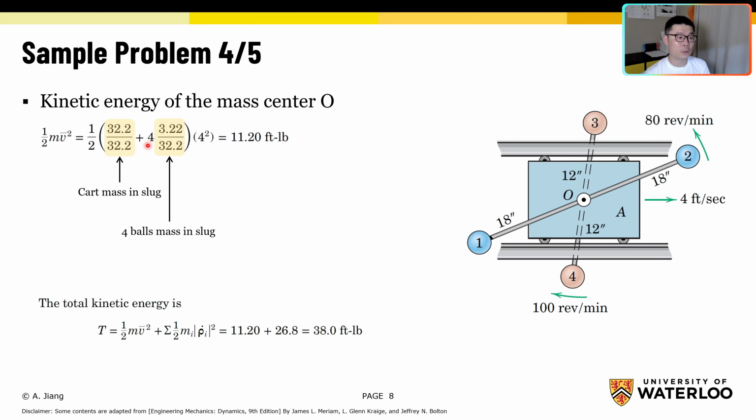Finally, the total kinetic energy can be calculated by adding up the mass center kinetic energy, 11.2, we just calculated here, and the individual balls' kinetic energy, 26.8, all summed together. So the total is 38 foot-pounds, the total kinetic energy for this system. For those examples, if you really want to comprehend them, you probably need to watch them over a couple of times.